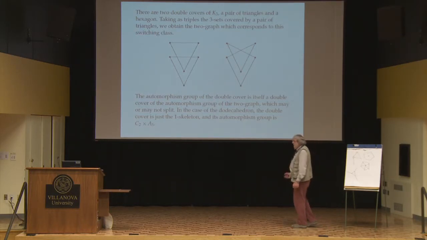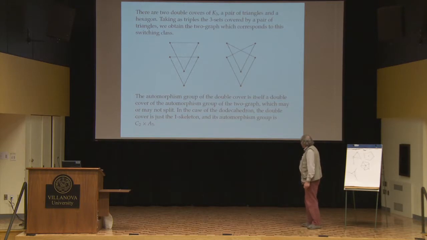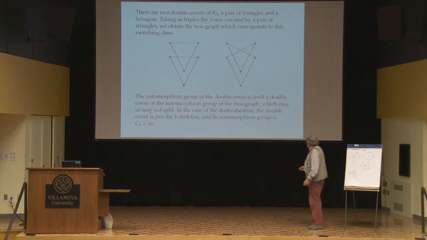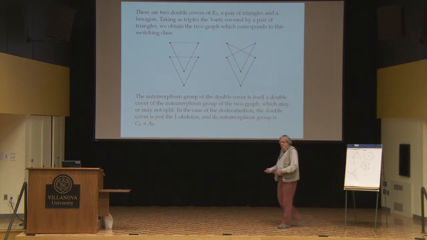If you take the dodecahedron again, I had the icosahedron before. Same group, never mind. The double cover is just the one skeleton. You see, we've taken the diagonals. And if you look at two diagonals, you see there are two edges joining two ends of them. The other ends are not joined. So we get a double cover of K6. And the automorphism group is C2 cross A5. It's just the group of symmetries of the icosahedron.